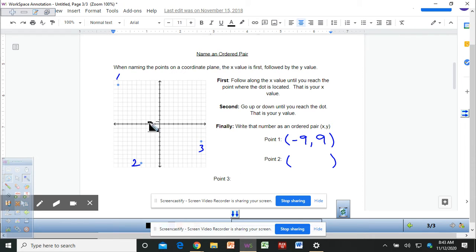Coordinate 2, we're going to do the same thing. So we go over 1, 2, 3, 4 spots. So that's going to be a -4. And then we go down 9 spots. So since we went down, it's -9.